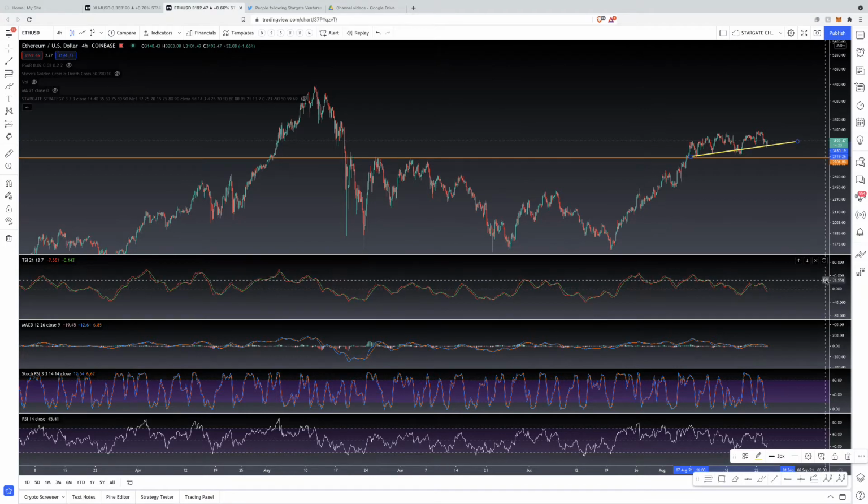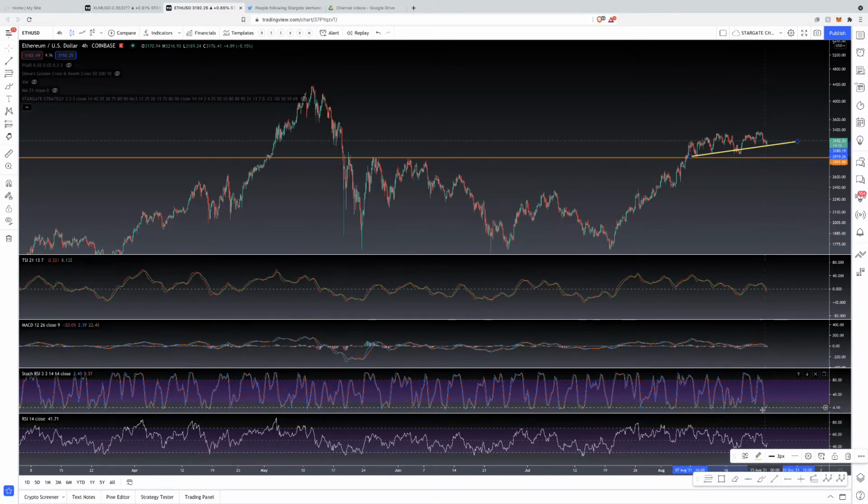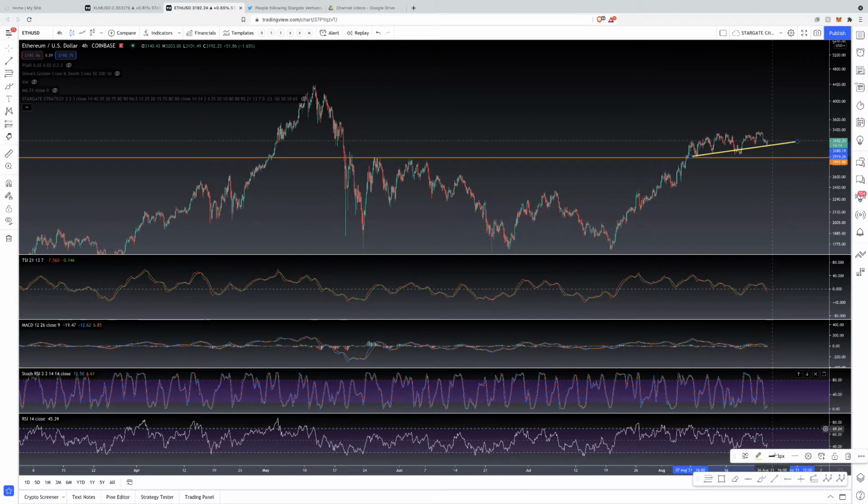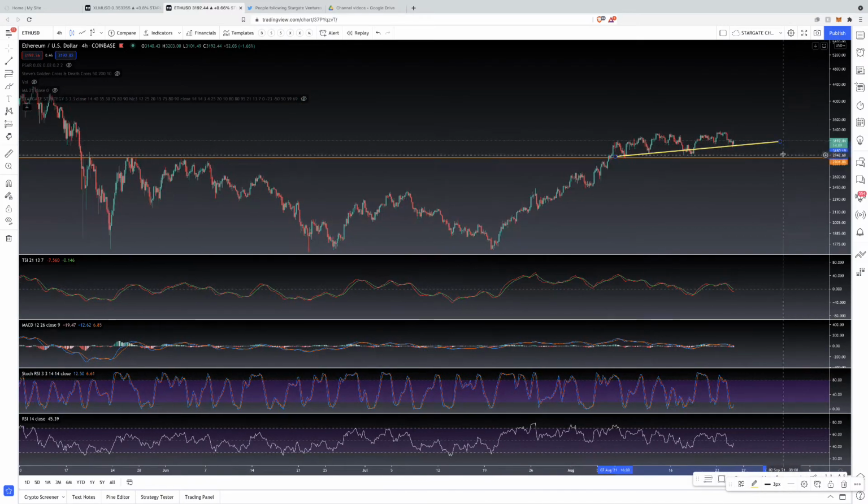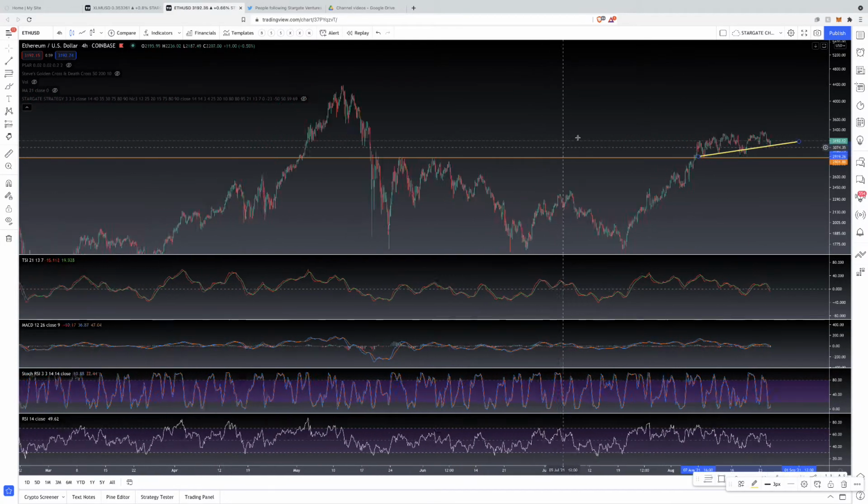The TSI is starting to curl back up right there. Stock RSI looks like it's starting to gain momentum. So on the 4 hour, Ethereum's looking like it's starting to recover. That's very good. We want to see it make a higher high. We want to see it break past 3,300, 3,400 and continue to head higher.